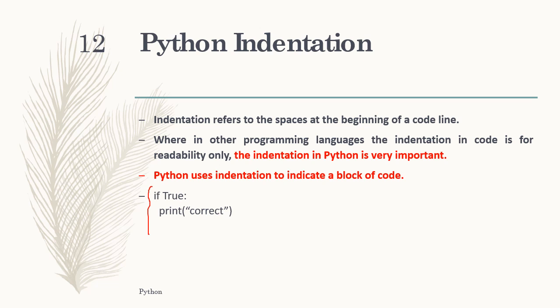Python uses indentation to indicate a block of code. So here, if true, the next statement is indented and typed. It means that in order to identify the true block, Python is using this indentation.